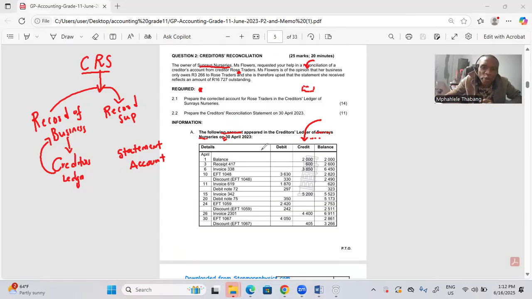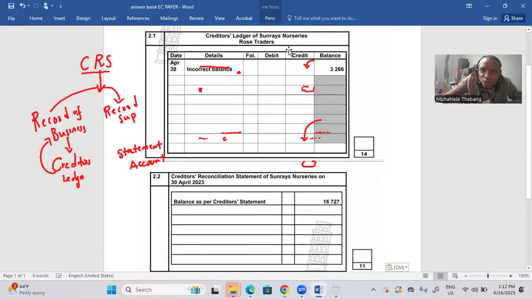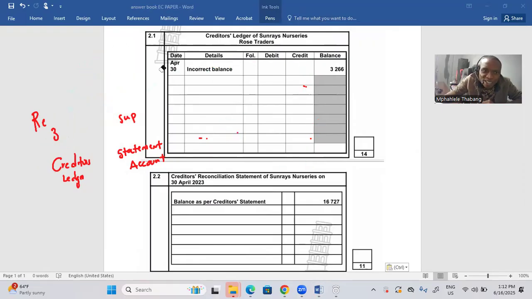This 600, we are going to take it out from the creditors ledger. So the mistake occurred in the creditors ledger. I have to rectify this mistake in the creditors ledger. Actually, it is the business that made the mistake, not the supplier. So I'm going to go to the creditors ledger. I want to pull out this 600, which entered by mistake. So I'm going to go to my creditors ledger. In the creditors ledger, they had placed 600 on the credit side by mistake.